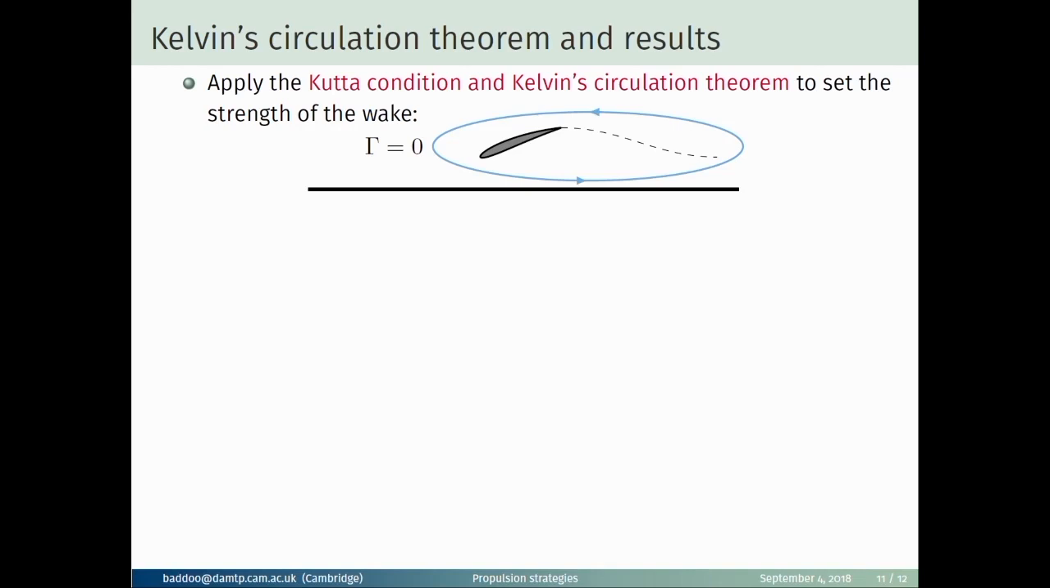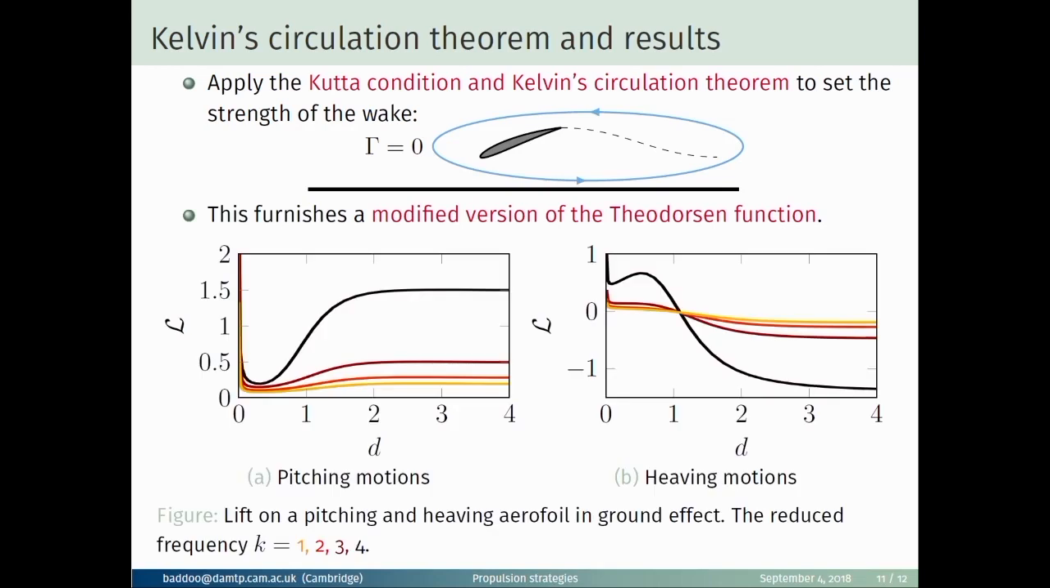So draw a big loop around the airfoil and the wake and say the circulation is 0. And this gives us a modified version of the Theodorsen function, which relates the quasi-steady lift to the wake-induced lift. And quickly, here are some results on the lift as a function of distance above the ground, so pitching on the left-hand side and heaving on the right-hand side for a variety of Strouhal numbers or reduced frequency.